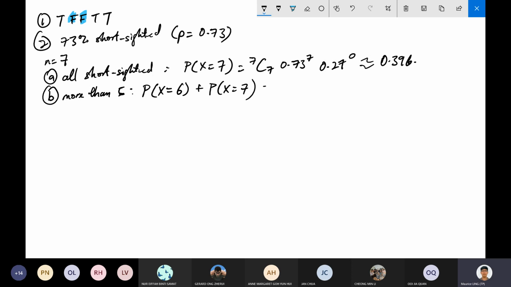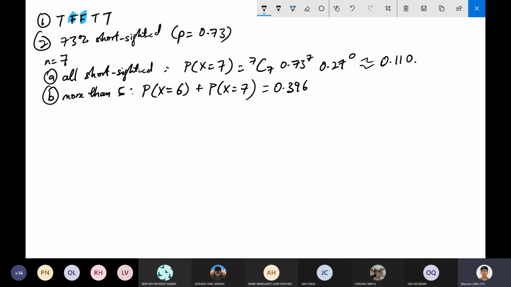So you follow the same equation. I know, I got the wrong answer here. This is not 0.3, this is 0.110. So more than 5, 6 plus 7, you get 0.396.